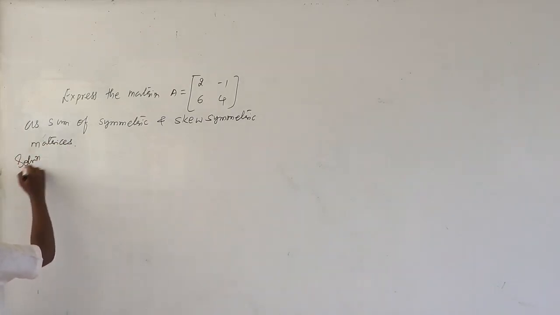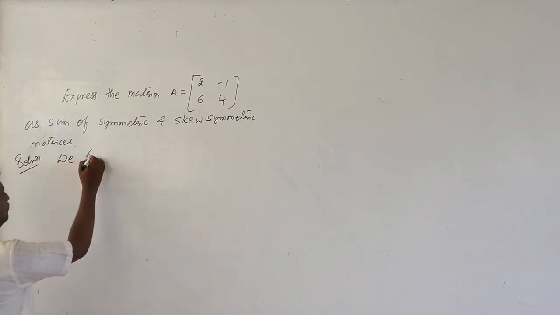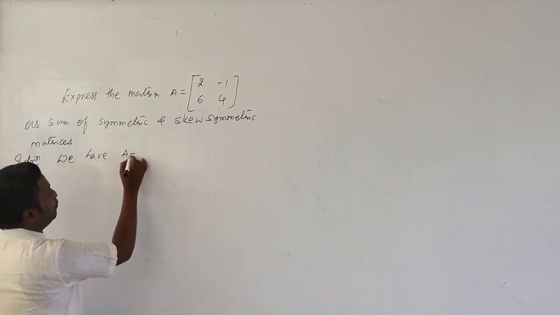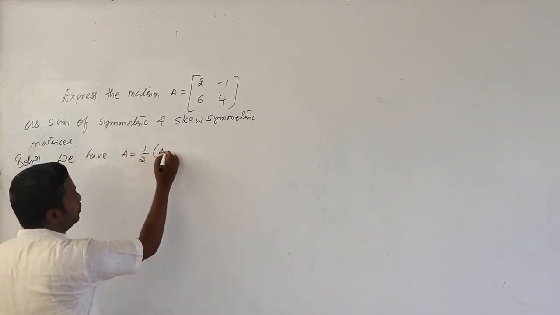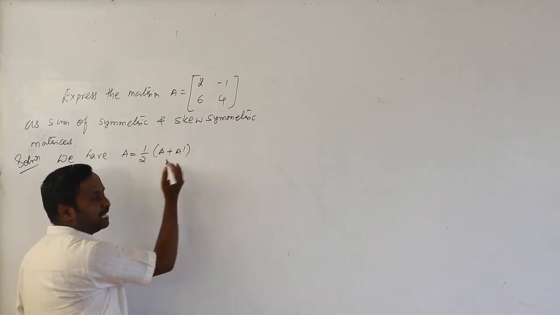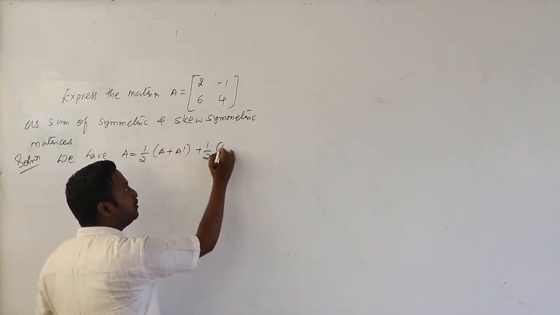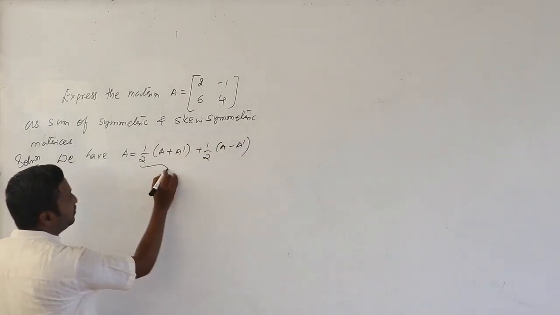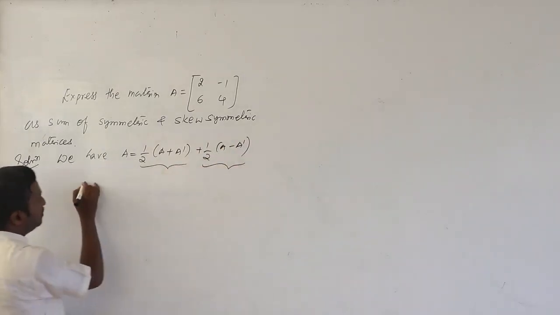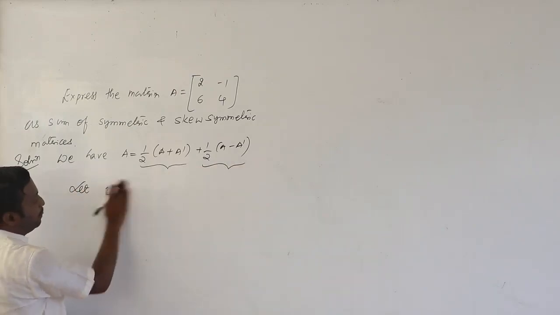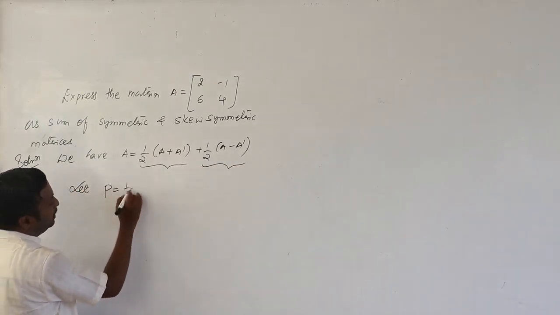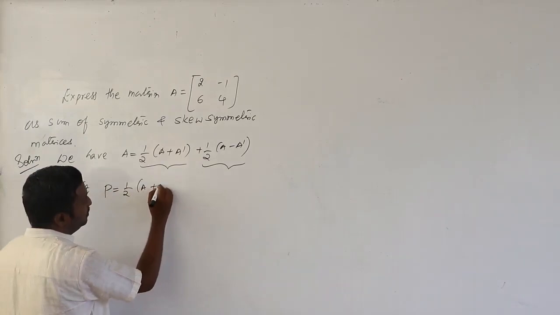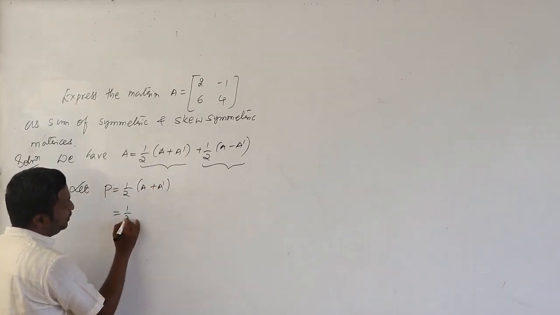Just look at this. We have A equal to what? The statement I said: you have to write A equals 1/2 (A plus A dash) plus 1/2 (A minus A dash). Let us take this as the P part and this as the Q part. Let us take P equal to 1/2 (A plus A dash).